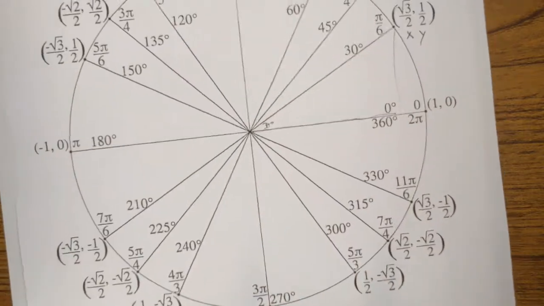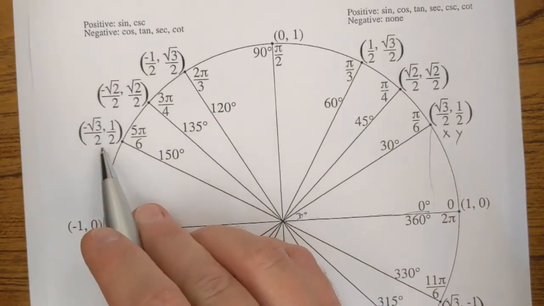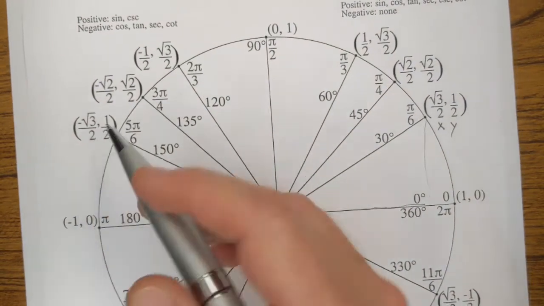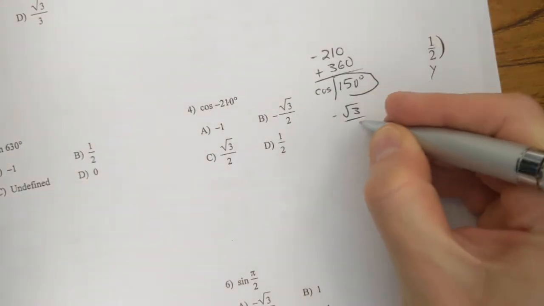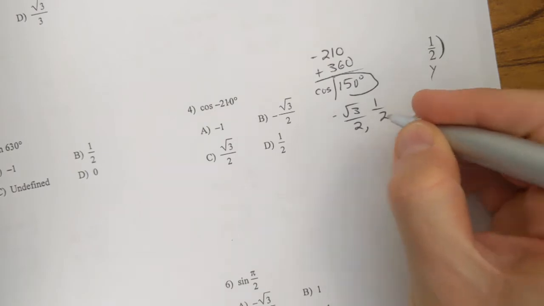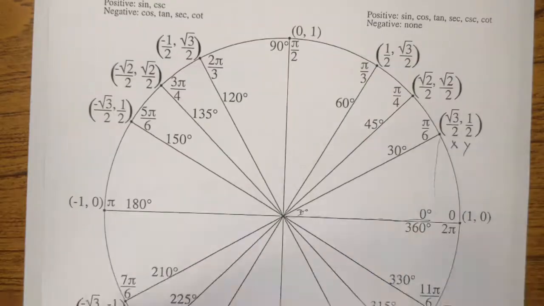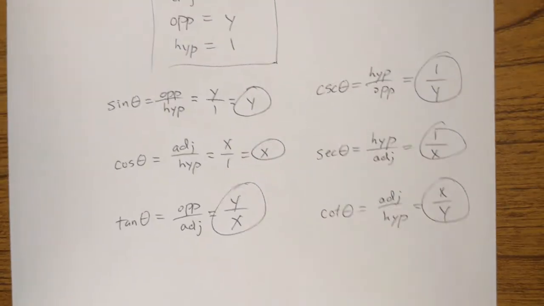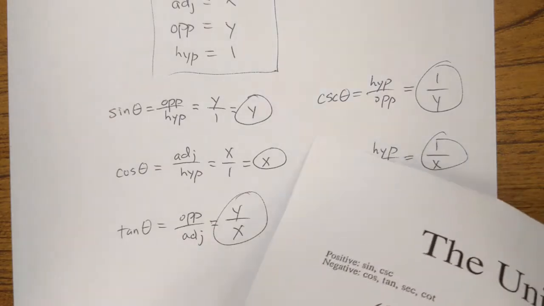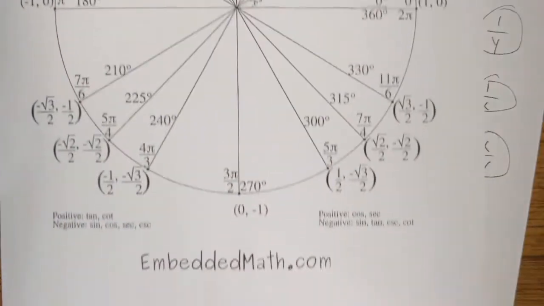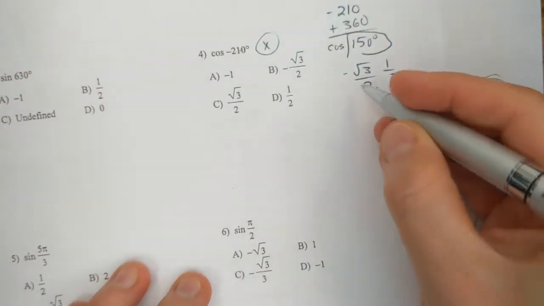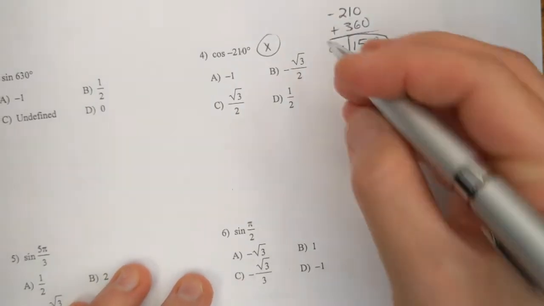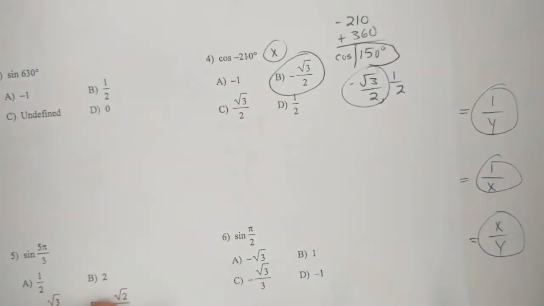At 150 degrees, my coordinates are right here, negative radical 3 over 2 and positive 1 over 2. Well, remember, if I look back to my formula, cosine is given by simply looking at the x-coordinate. I've got a lot of paper shuffling around here, but all I need to look for cosine is the x value. So my answer is negative radical 3 over 2, once again.